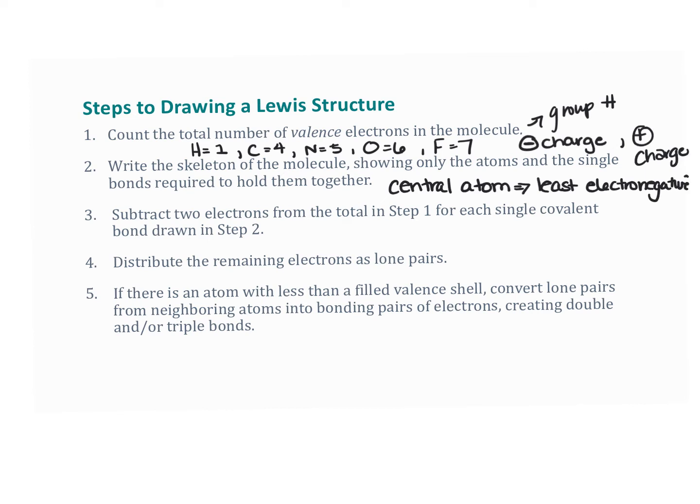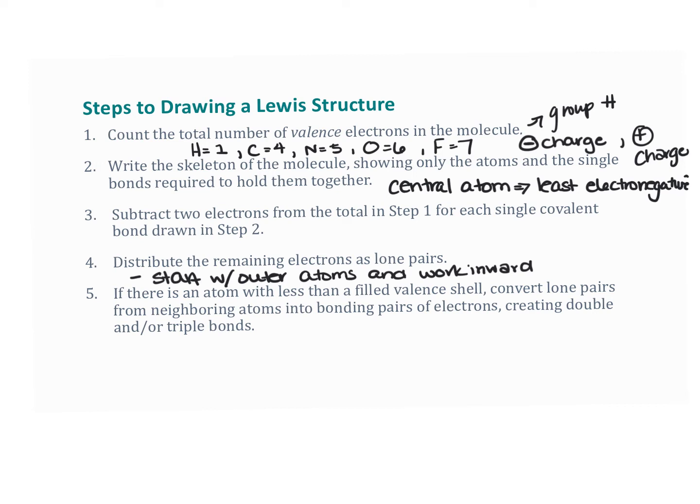You're going to subtract 2 electrons from the total valence electrons for each single covalent bond that's drawn in step 2. And then you need to distribute the remaining electrons as lone pairs. My suggestion is to start with the outer atoms and work inward. And also keep up with your valence electrons. You want to try to achieve a filled valence shell on each atom. So a duet for those hydrogen atoms, an octet for carbon, nitrogen, and so on.